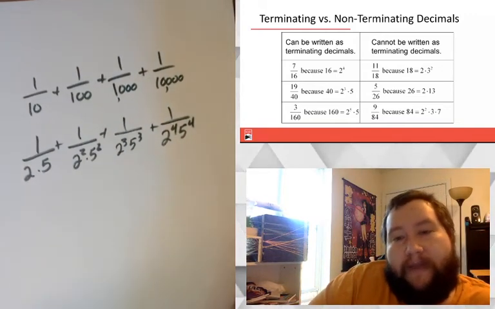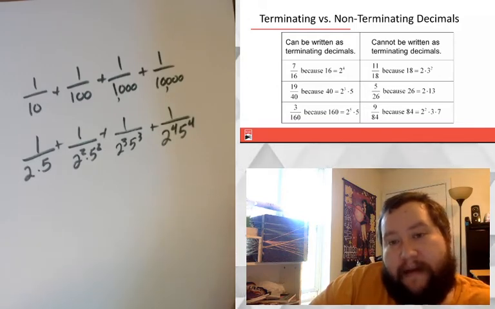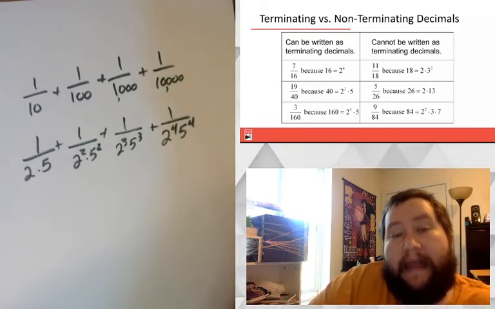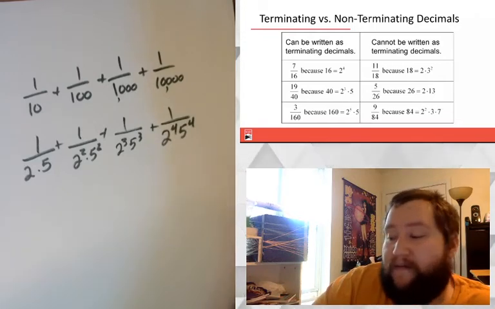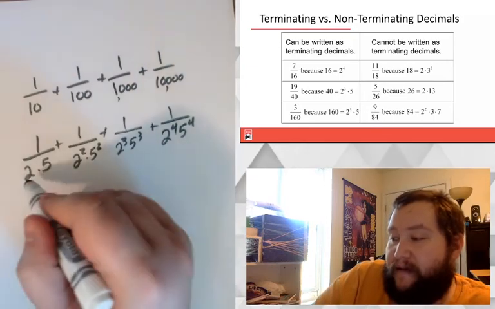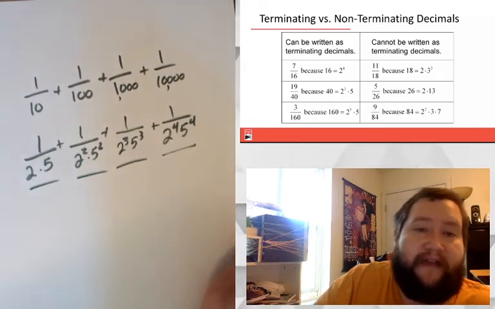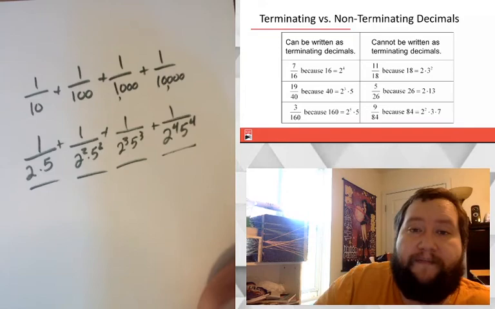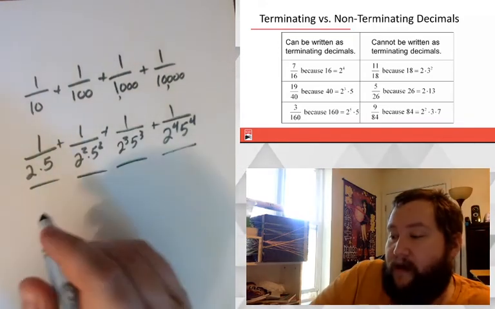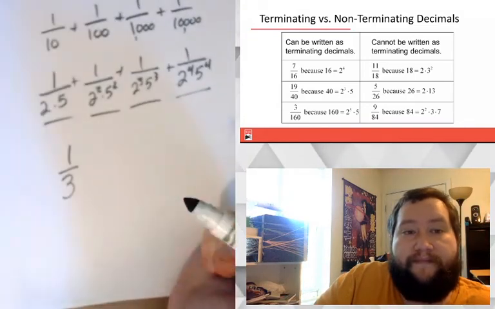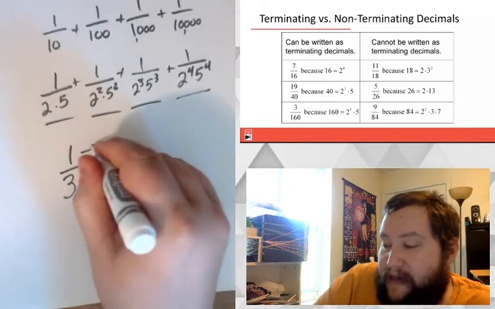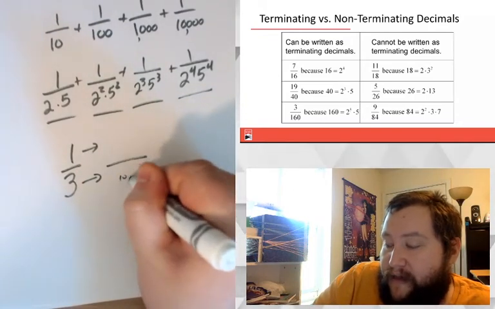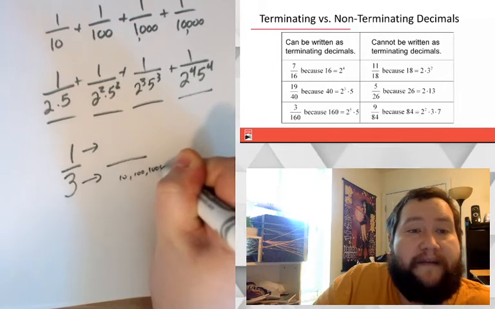We can only write a decimal in a terminating form if somehow we can rewrite the fractional parts of it as one of these denominators. That's exactly where the 2's and 5's come from. Because if I have, say, a third, there's nothing I can multiply this by to get me a 10, 100, 1,000, or so on in the denominator.